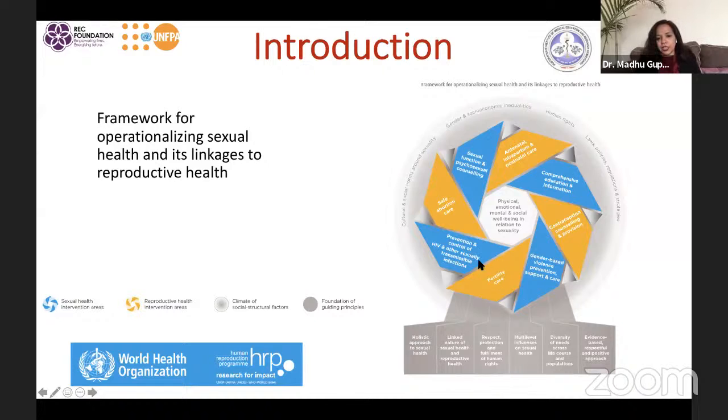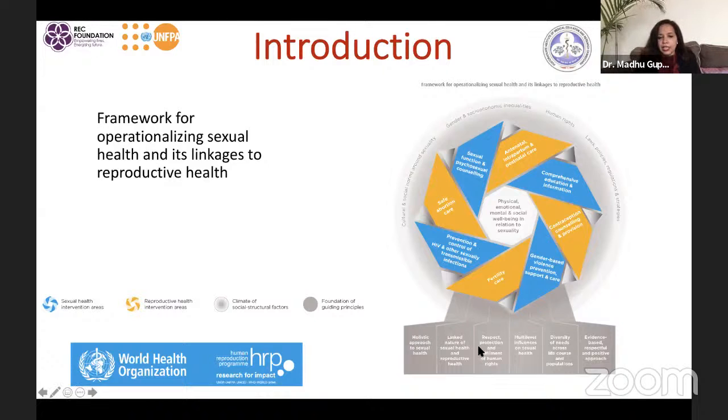As you can see, fertility care is part of reproductive health. The yellow petals are related to reproductive health issues, and the blue petals are related to sexual health issues, and they are interwoven. These include fertility care, prevention and control of HIV and other sexually transmissible infections, safe abortion care, sexual function and psychosocial counseling, antenatal, intrapartum and postnatal care, which is a reproductive health issue, but comprehensive education and information are sexual health issues, and contraception counseling and provision are again reproductive health issues, and related is gender-based violence prevention and support care, which is a sexual health issue.